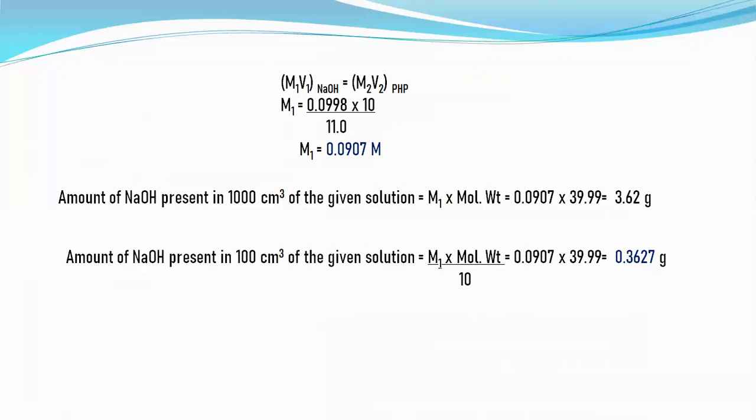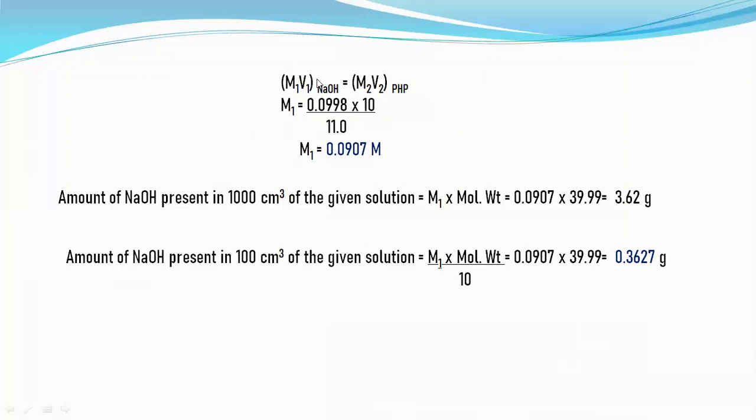NaOH solution, we make use of the simple molarity equation, M1V1 is equal to M2V2. So M1V1 of NaOH is equal to M2V2 of PHP. Now, what is the aim of the experiment? The aim of the experiment is to find out the concentration of the given NaOH solution. Concentration is nothing but here we are taking it as molarity. So M1 is the unknown.